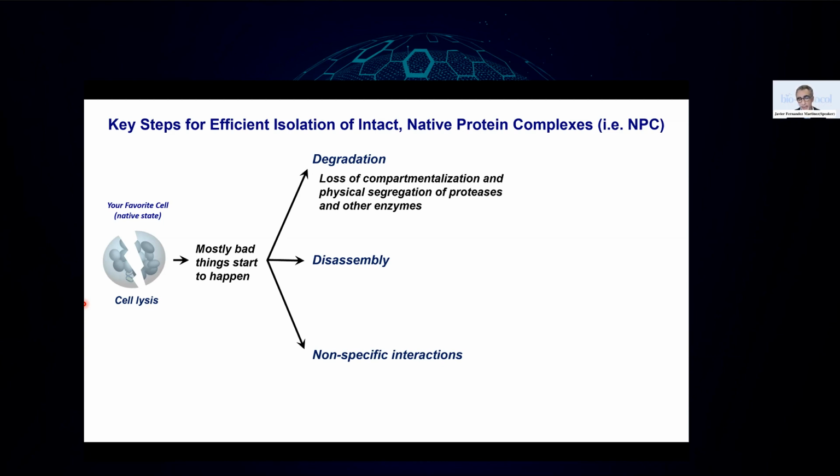That is usually going to be degradation, dephosphorylation, and things that you don't want to happen, to maintain the native state of your complex. Then the other bad thing that starts to happen is disassembly. Obviously, once you break the cell, these complexes are extracted from the native environment, and especially labile or loosely bound components are going to start to fall apart. So you have to take that into account and try to use methods to prevent this kind of thing.